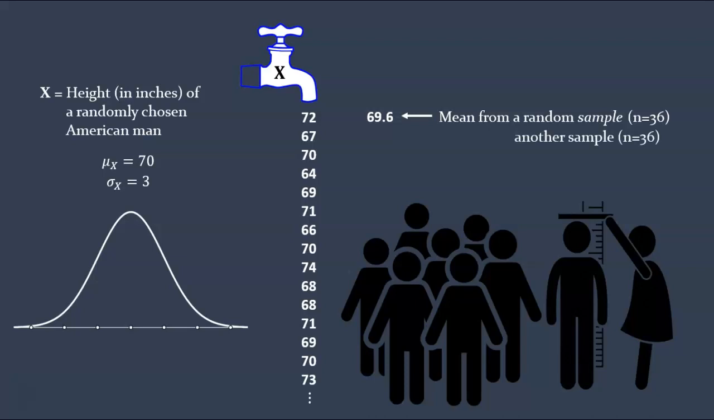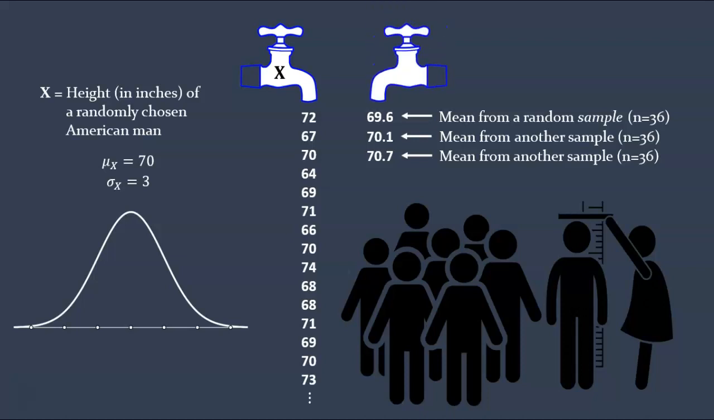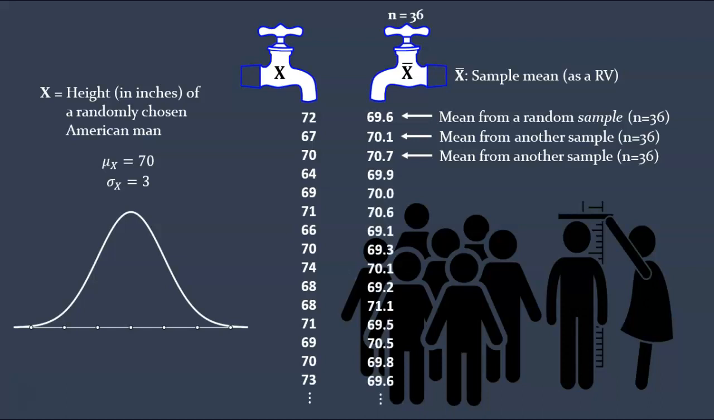With another sample of 36 men, we'd likely get a different sample mean. Maybe we'd get 70.1 inches. And of course, the mean of some other sample of 36 men might be 70.7 inches or what have you. Notice what's happened here. The sample mean of 36 heights has become a new random variable in its own right. We have a special symbol for the sample mean when we view it as a random variable, which is Xbar. And of course, since Xbar is a random variable, we can imagine opening the tap and letting values pour out. Each value represents the mean height of a sample of 36 randomly chosen men.